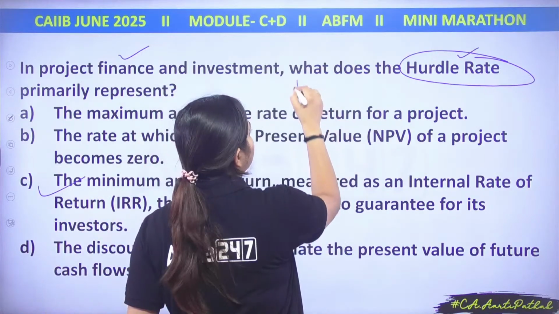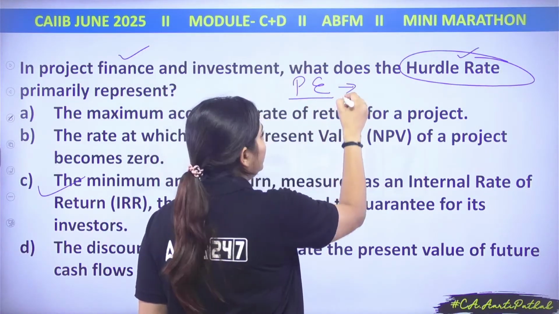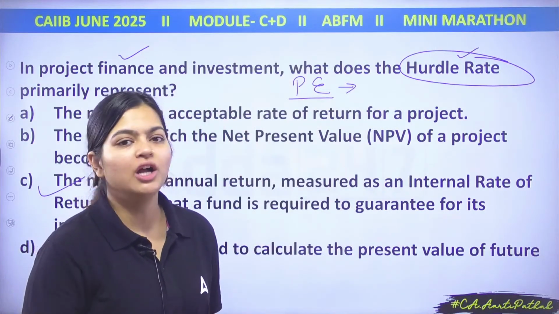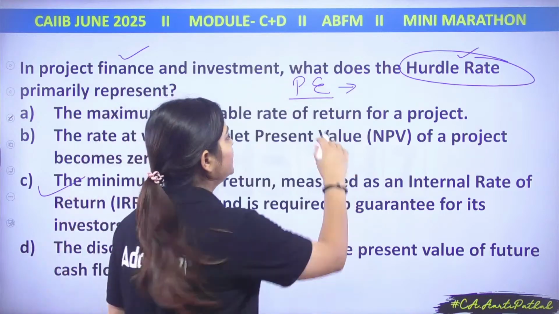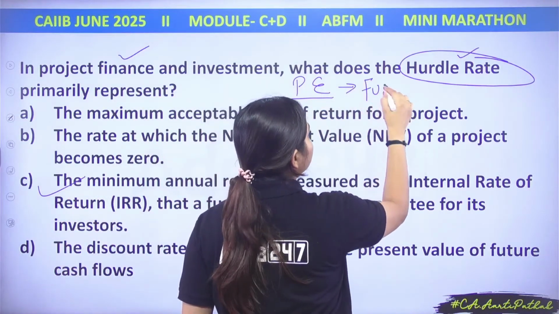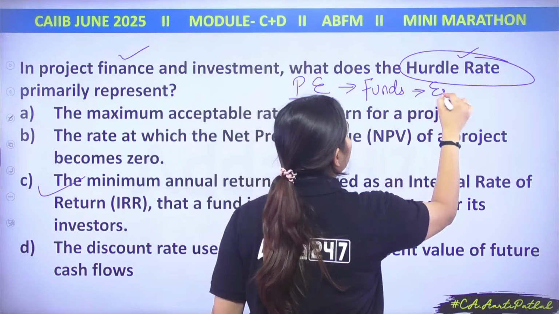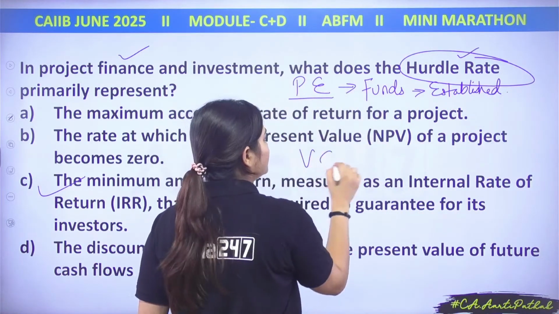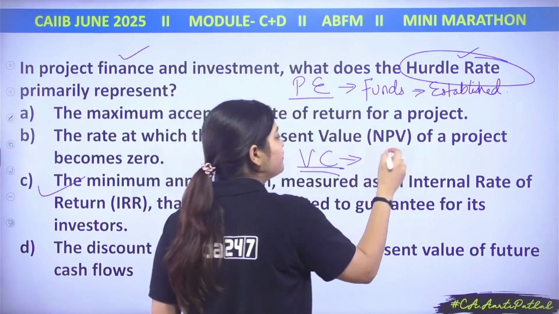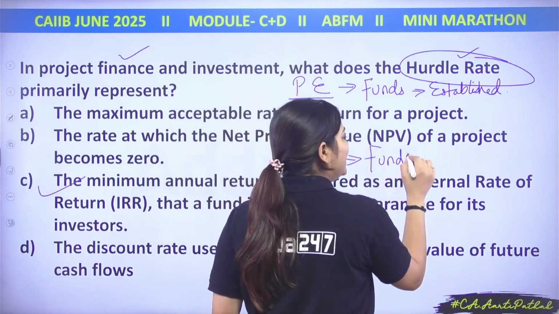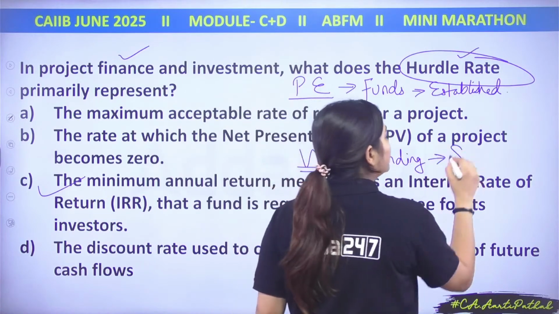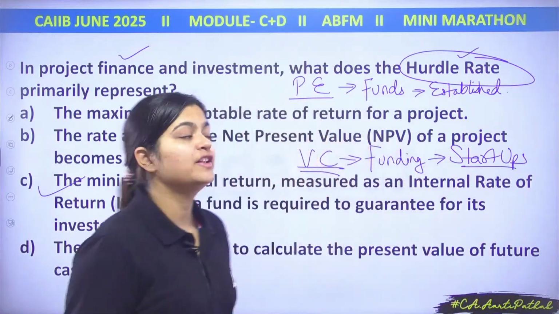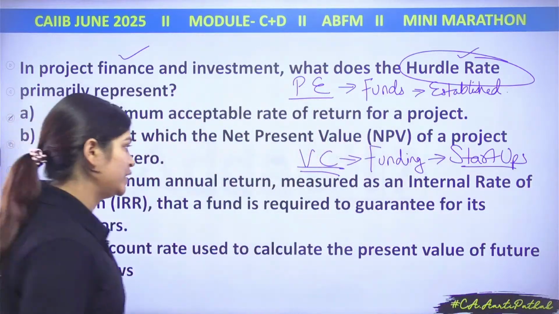Okay, and what do you understand by private equity? In this, they are giving funds to established companies, not any new type of company. So they are giving funds to which type of companies? To established companies. Whereas venture capitalists are funding startups. So this is the difference between venture capital and private equity.